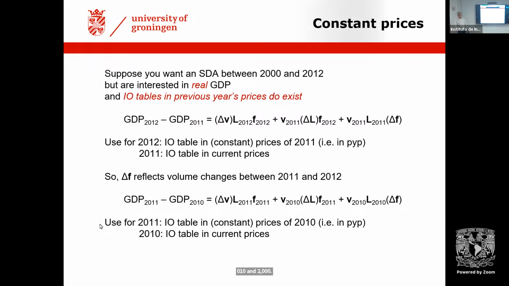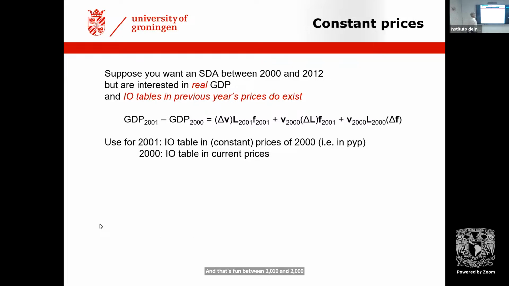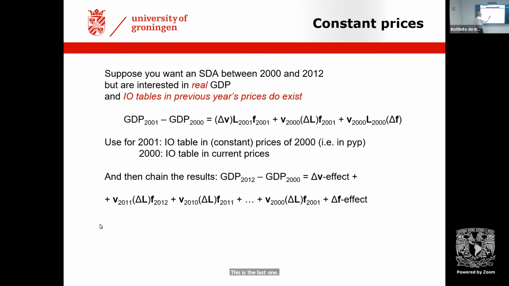And then between 2010 and 2000. This is the last one. And then change the results. I have worked this out, so we have a delta V effect, which consists of 12 terms, and we have the delta F effect, which consists of adding 12 terms. And here is worked out the delta L effect, between 11 and 12, between 10 and 11, etc.